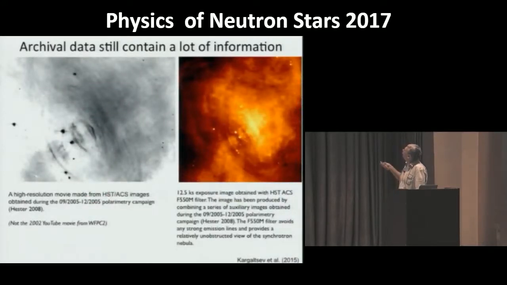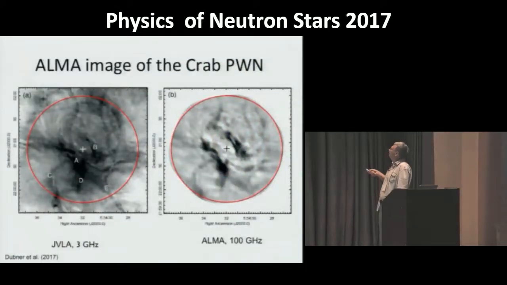There is also a lot of information still in the archival data, because there's this filter that avoids bright filaments, and there you can see the counter jet of the Crab pulsar better. We have recently obtained also ALMA images of the Crab nebula. They're not very good because it was done during the very early phase. But anyway, you can still see the torus, this wisp region, at 100 gigahertz very well. And you can see one of the two jets and what I think is a filament, but not the third jet.